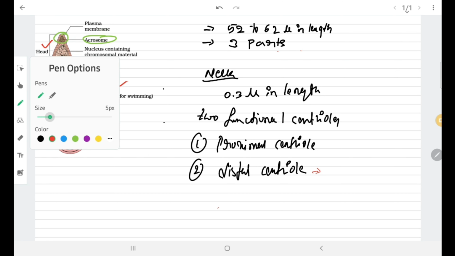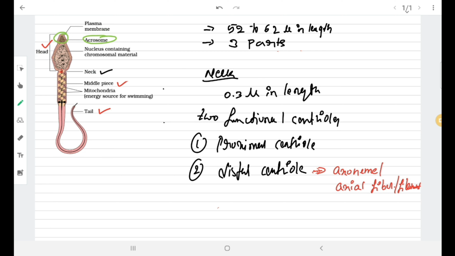So what does this actually do? This is the backbone, which becomes the tail of the sperm. The axial filament runs through the length of the sperm in the central axis. So that is the function of the distal and proximal centrioles. I have just told you it is a connecting link. So this is about the neck.